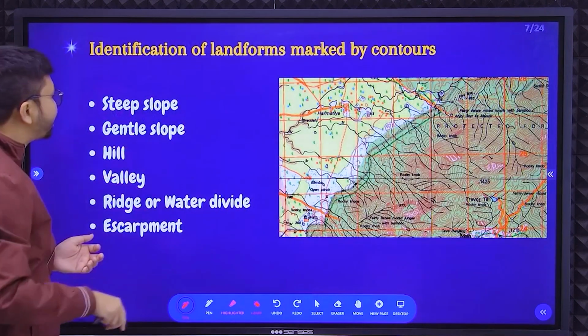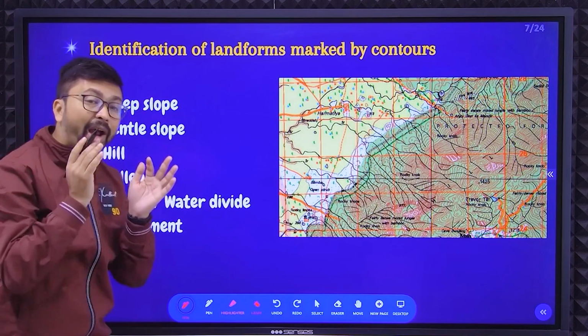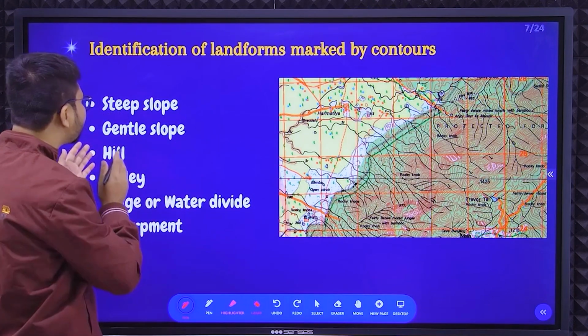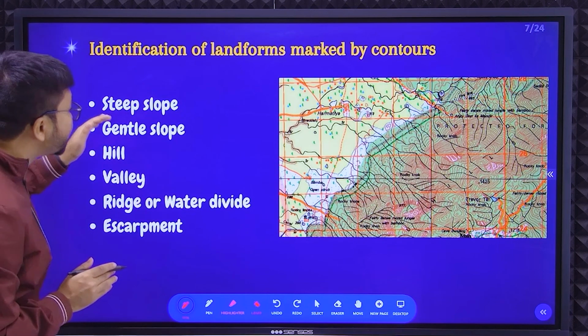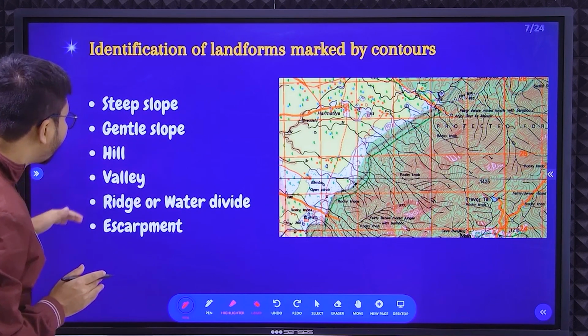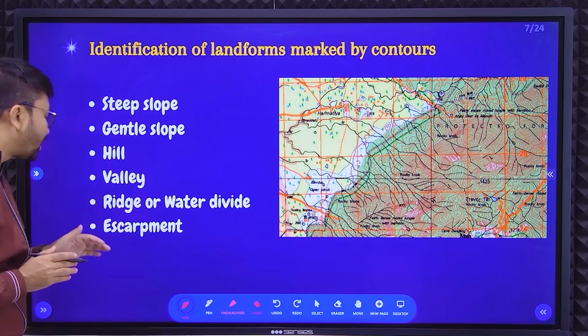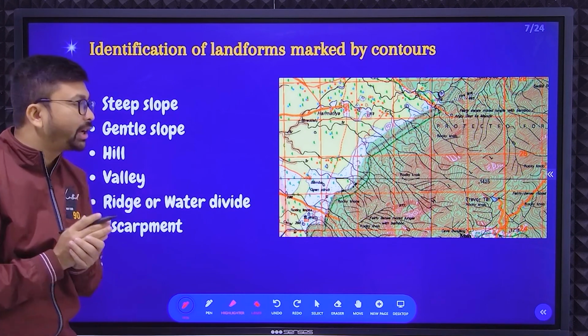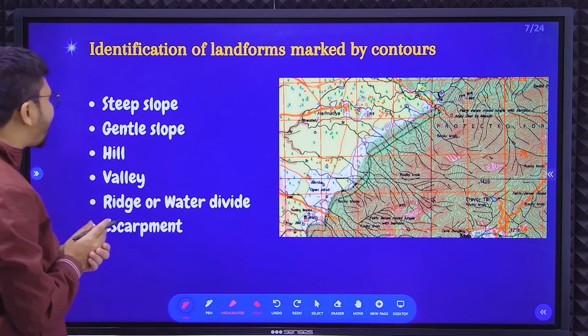Next, according to the contour pattern, you will be able to understand the landforms. According to your syllabus, you need to know these things: steep slope, gentle slope, hill, valley, ridge or water divide, and escarpment. Those are the landforms you need to identify. Now how will we identify those landforms?